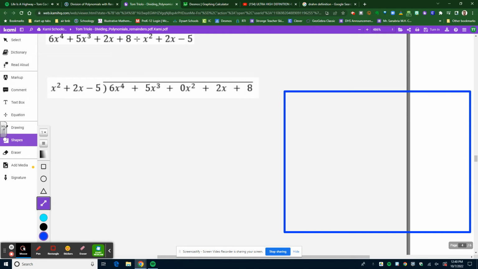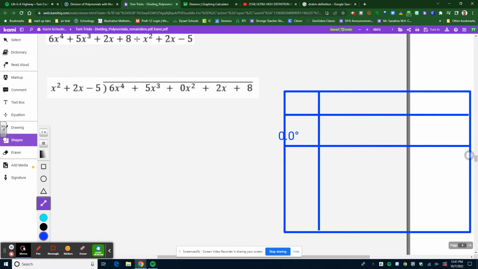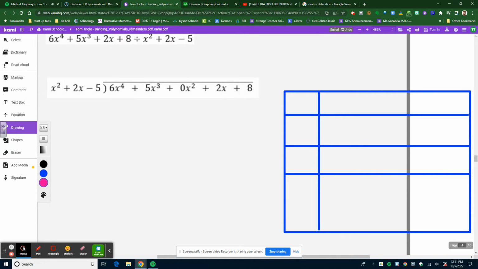All right. I'm going to hold the shift key down, so I get vertical lines. So I've got a vertical line. Remember, in that top left corner, nothing goes there. And I need 3 more rows. Why do I need 3 more rows? Because my divisor has 3 pieces to it. I've got x squared. I've got 2x. And please pay attention, you have a negative 5. Don't just put 5 there.